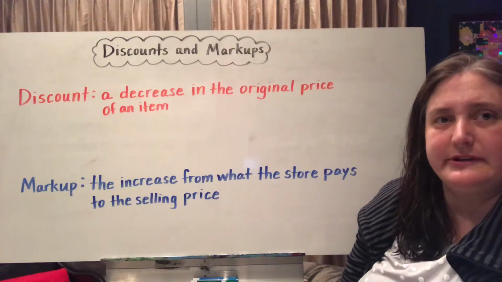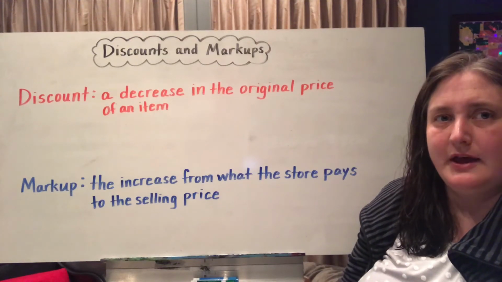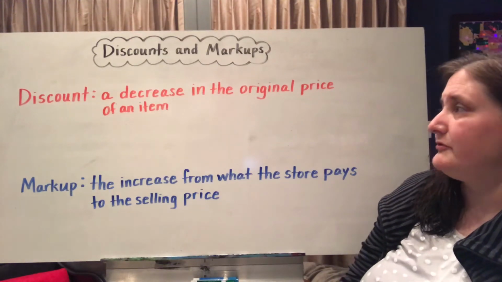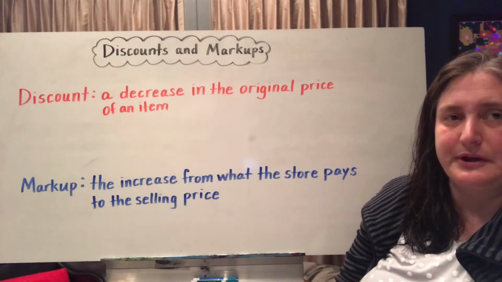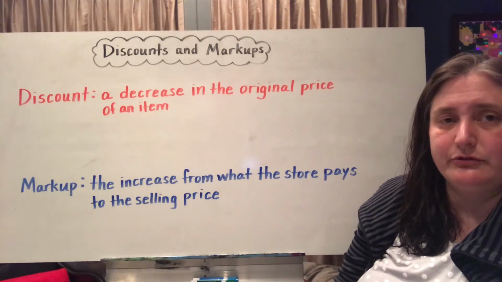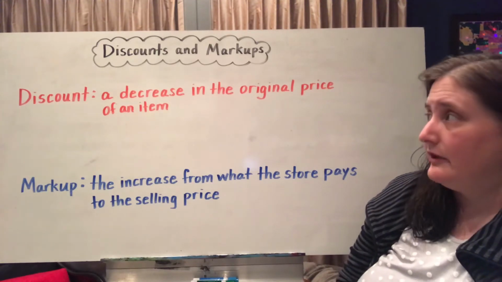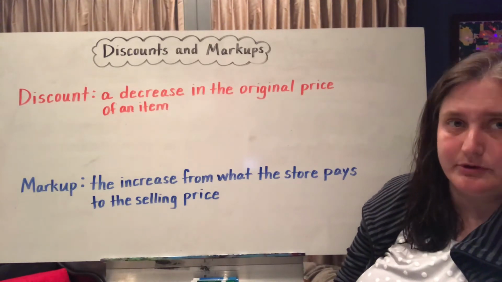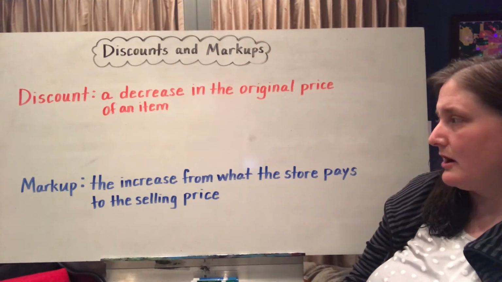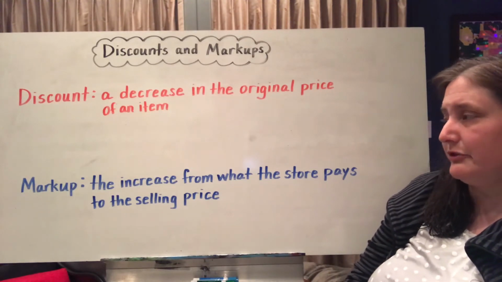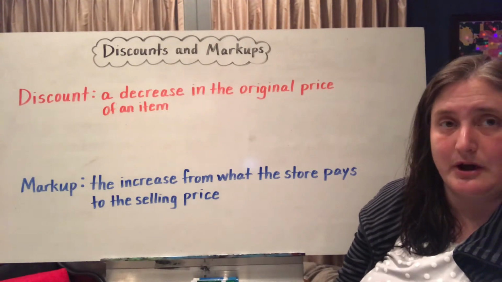Today we're talking about discounts and markups. A discount is when there's a decrease in the original price of an item. So when a store puts an item on sale or on clearance, there might be a decrease in the original price. A markup is an increase from what the store pays to the selling price.